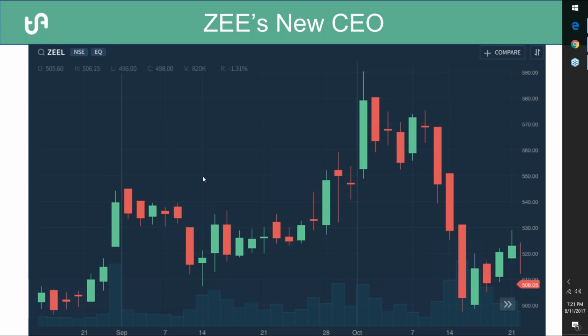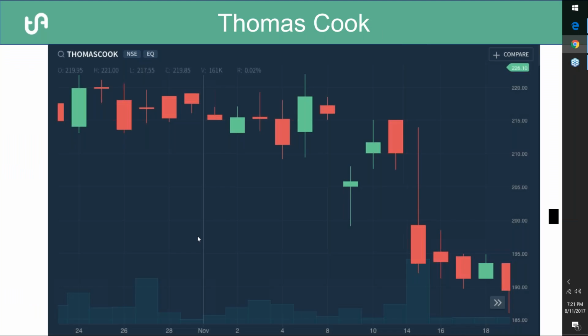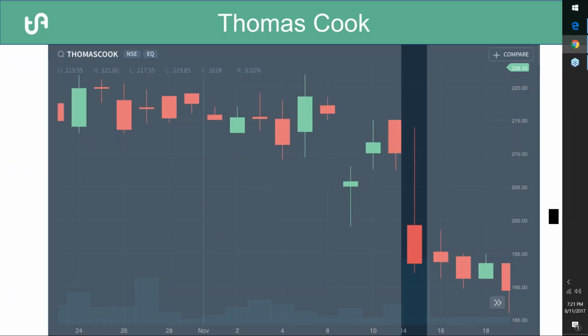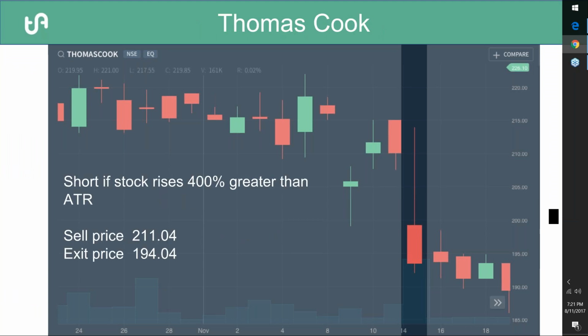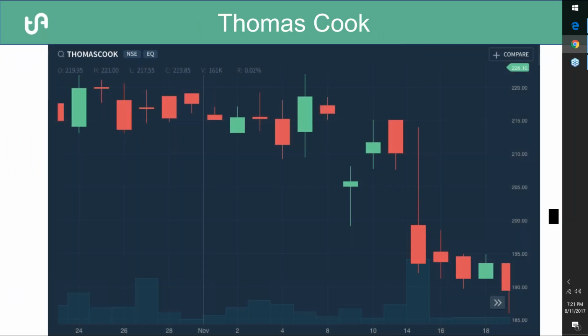Okay, so what we're going to do, guys, is we are going to go back to the first example, all right? So let me see what price we're shorting the stock at here. Okay, perfect. So let me see if I can actually calculate the numbers for you, okay? So this is Thomas Cook once again.